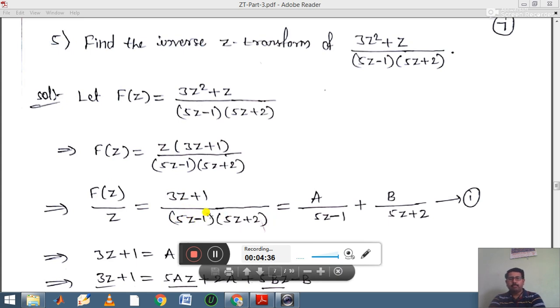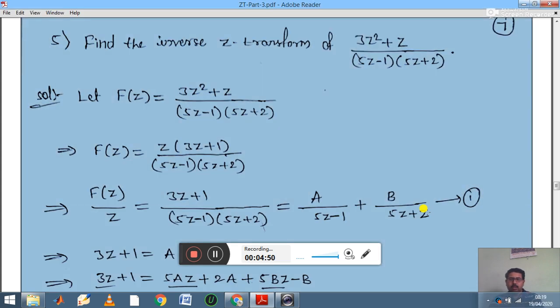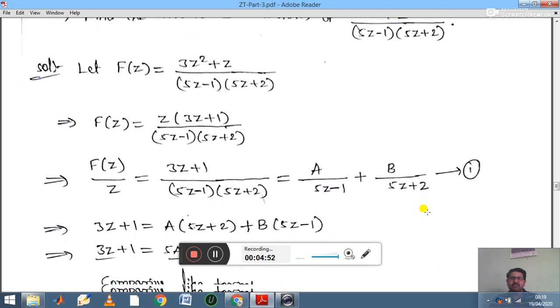Now you apply partial fractions on the RHS term, you are getting A divided by 5z minus 1 plus B divided by 5z plus 2. You take it as equation 1. Now let us find the values of A and B here.